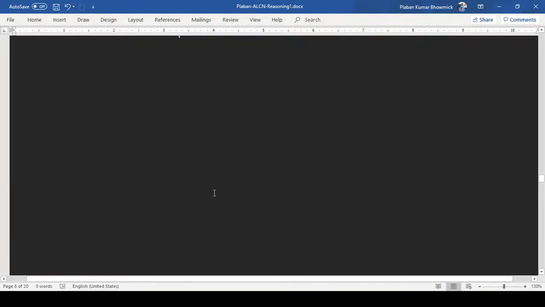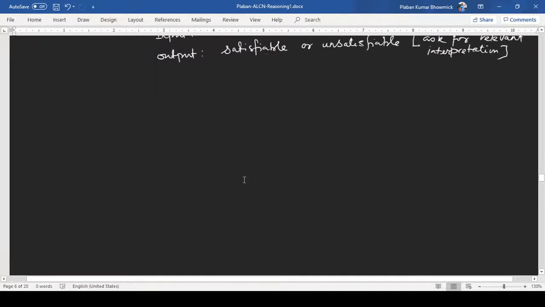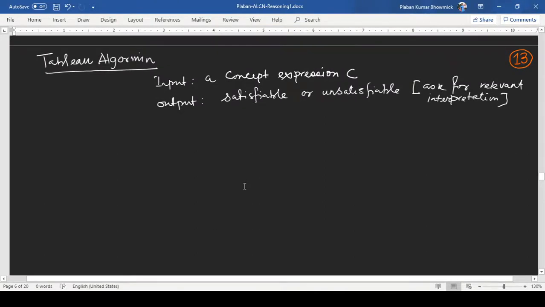Now, this algorithm can be divided into three distinct steps. The first step is initialization.